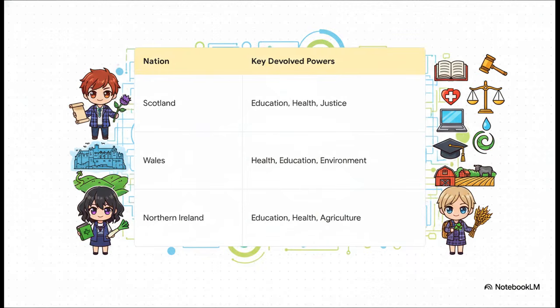And we're not talking about small things either. Look at the kind of powers that are devolved. Things like health and education. This means the Scottish Parliament can run its schools and hospitals differently from how they're run in Wales or England. It's all about letting policies be designed to fit the specific needs of each nation.